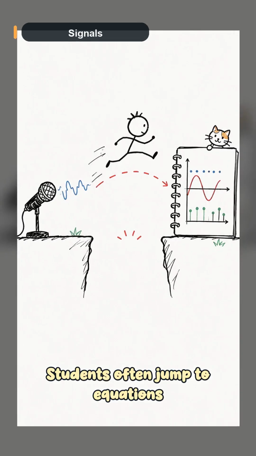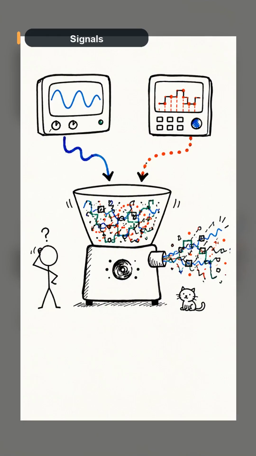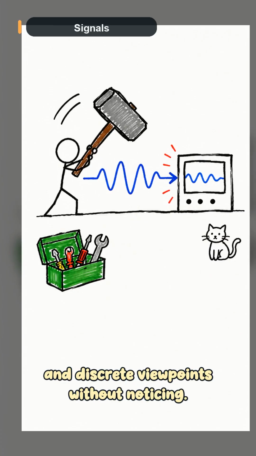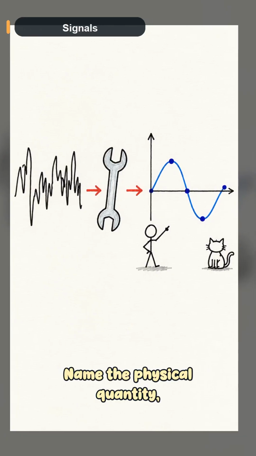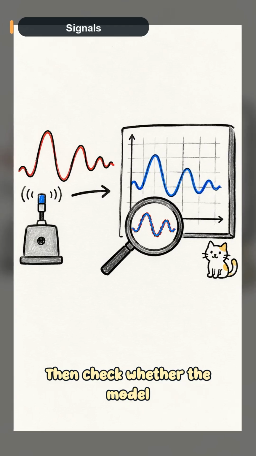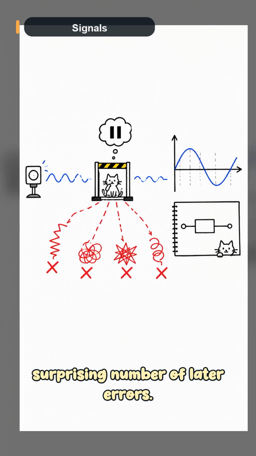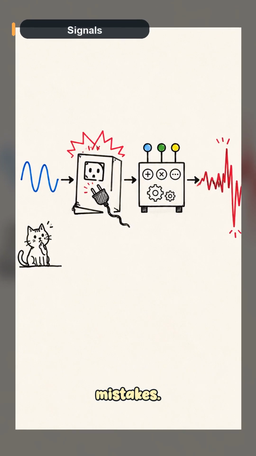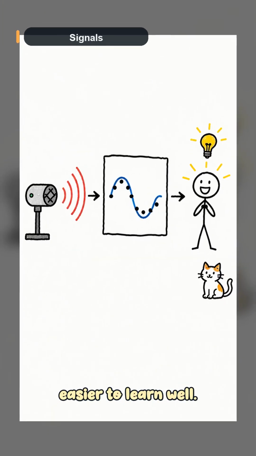Students often jump to equations before deciding what the signal or model really is. That leads to mixed variables, wrong assumptions, or the wrong DSP tool entirely. Another trap is blending continuous and discrete viewpoints without noticing. The fix is simple. Name the physical quantity, the representation, and the independent variable first. Then check whether the model matches the engineering question you actually care about. That small pause prevents a surprising number of later errors. In DSP, setup mistakes are often more dangerous than arithmetic mistakes. And avoiding that trap makes 1.1.2 physical representation of signals easier to learn.